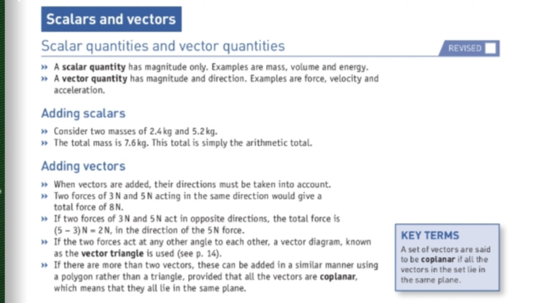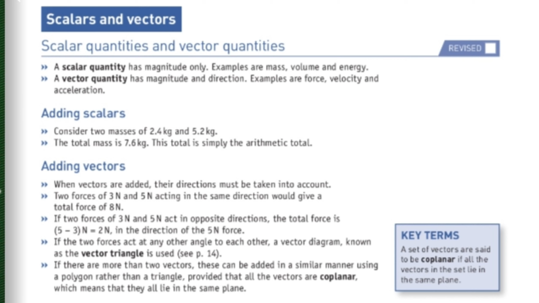Adding scalars. Consider two masses of 2.4 and 5.2 kg. The total mass is 7.6 kg. The total is simply the arithmetic total.